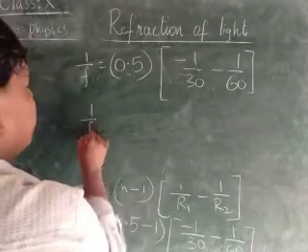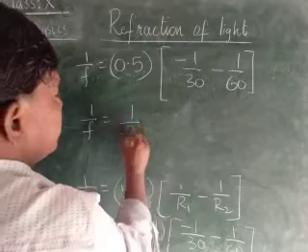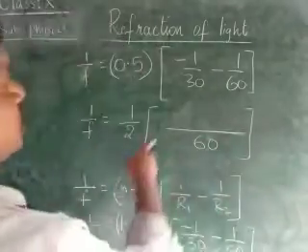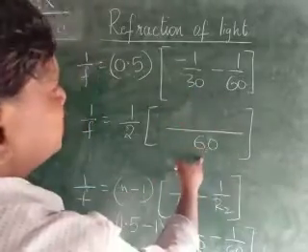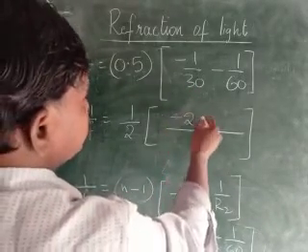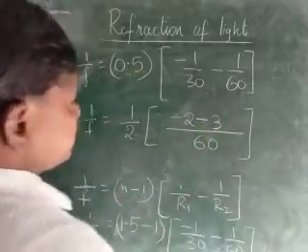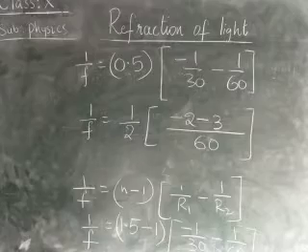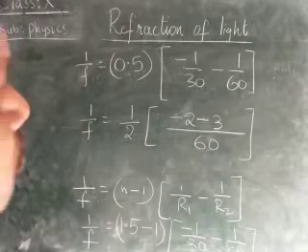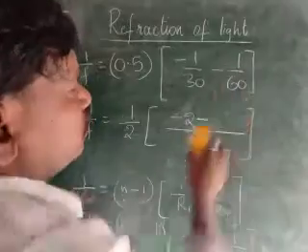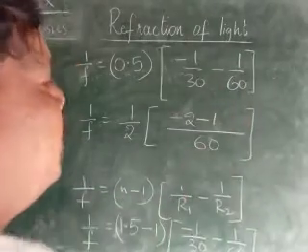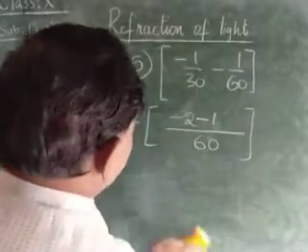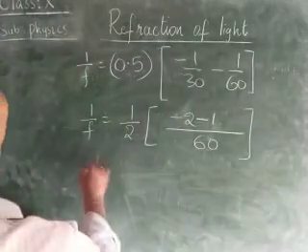Here 1 by f is equal to 0.5, which can be written as 1 by 2, into, what is the LCM, children? 60 is the LCM. 30 ones are 30, 30 twos are 60. Minus 1 into 2 is minus 2, minus 1 into 1 is minus 1. Minus 2 minus 1 is minus 3, children.